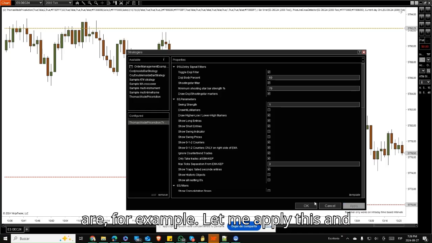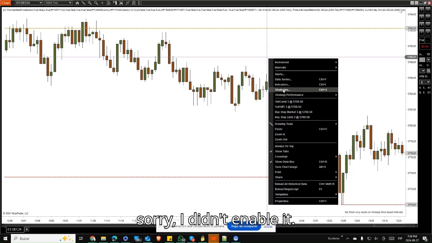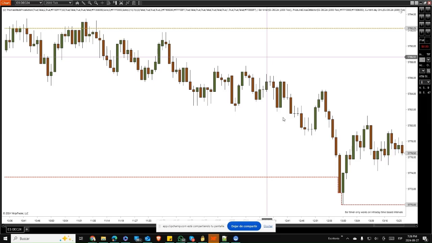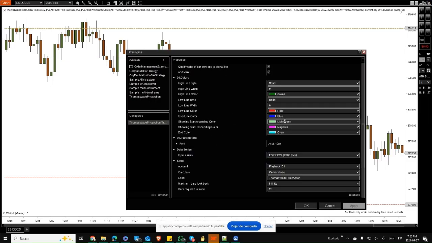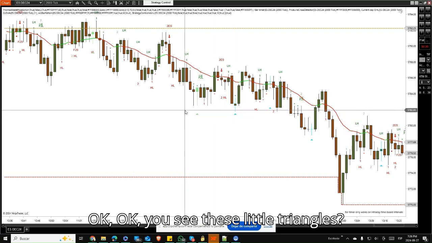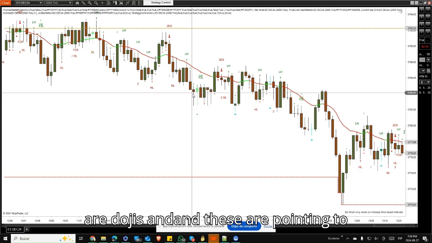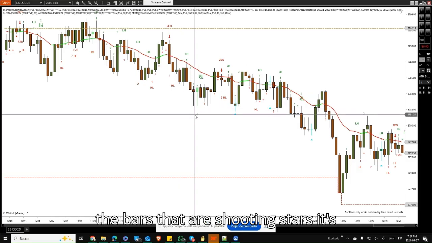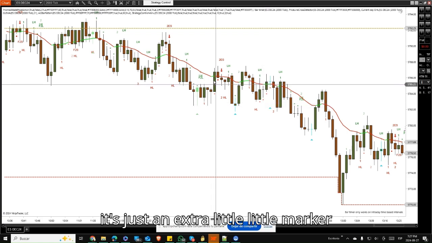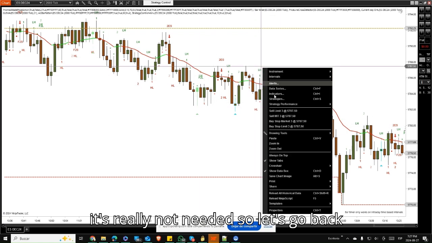For example, let me apply this and show you real fast. I'm sorry, I didn't enable it. Okay, you see these little triangles? They're pointing to the bars that are dojis, and these are pointing to the bars that are shooting stars. It's just an extra little marker. It's really not needed. Okay, so let's go back.